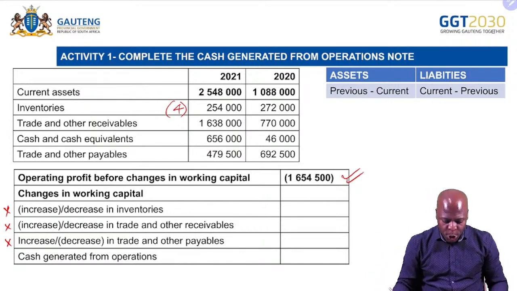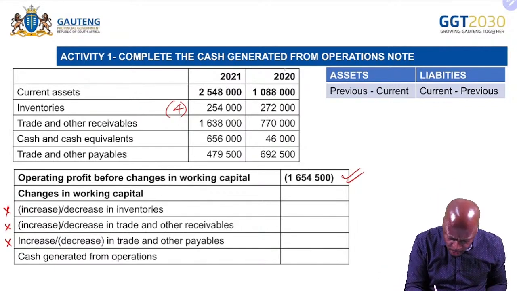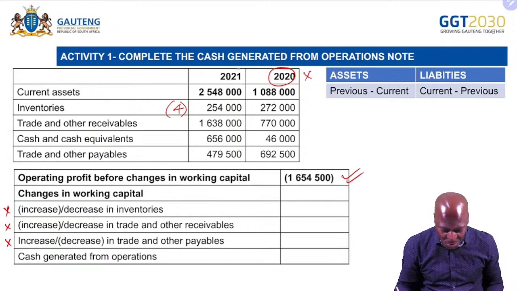Very correct. So you need to look at those things there. Okay. So let's look here. We are given the year 2020, and we're given the year 2021. These are two separate years, 2020 and 2021.